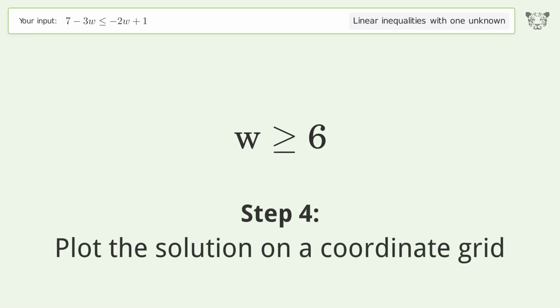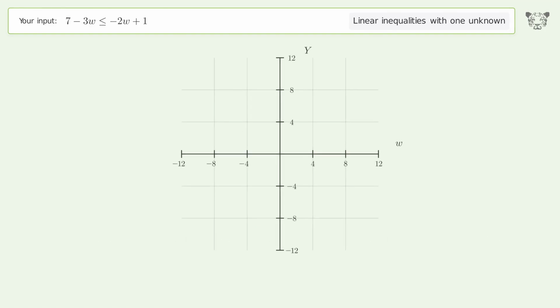Plot the solution on a coordinate grid. And so the final result is w equal or greater than 6.